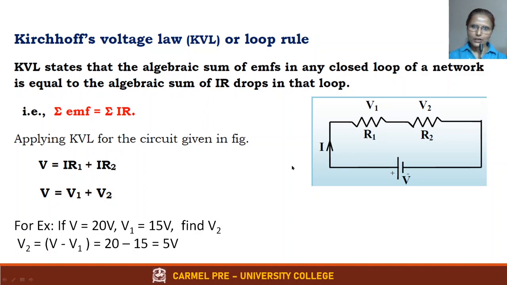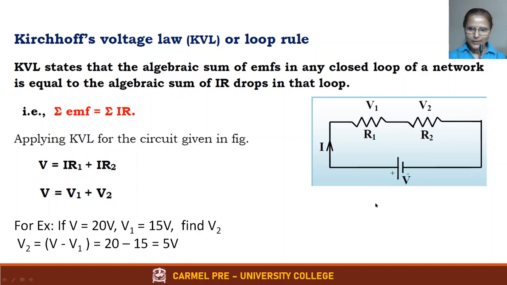In other words, we can also say the sum of voltage rises is equal to the sum of voltage drops. That is also KVL. Always a voltage source will give a voltage rise. So the sum of voltage rises is equal to the sum of voltage drops. In this example, V is equal to 20 volts and V1 is equal to 15 volts. Then what will be V2? V minus V1 will be V2. So substituting, 20 minus 15 is equal to 5.